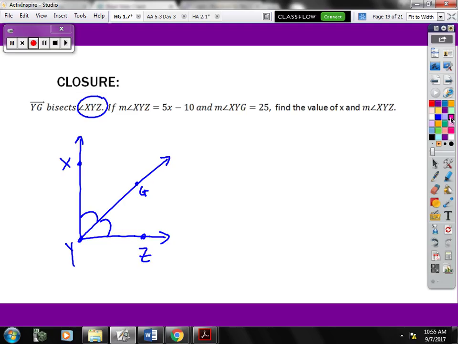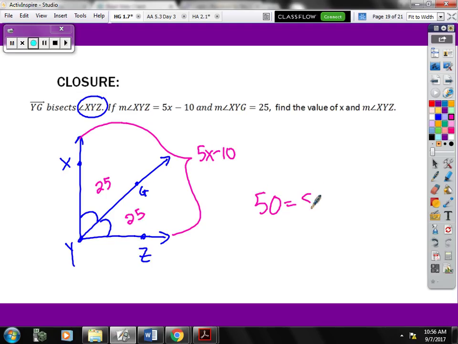Then we put in what they tell us. XYZ is the whole angle. So this whole thing, 5x minus 10. XYG is this little one. They're both 25, yes. If that's 25, this is 25, so you would use the angle addition postulate that 50 is equal to 5x minus 10. X does equal 12.